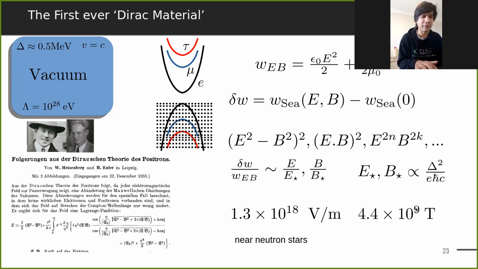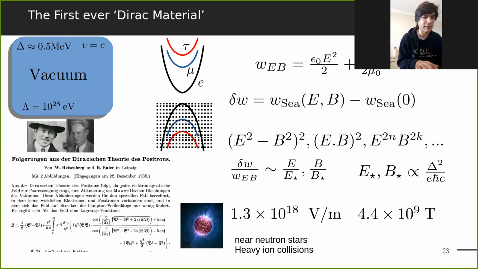Nevertheless, it is there though. So you can see this effect near neutron stars or recently in heavy ion collisions on Earth as well. So it's an artist's impression of a neutron star. Probably some weird optical phenomena are happening if you could get near it and don't get crushed.